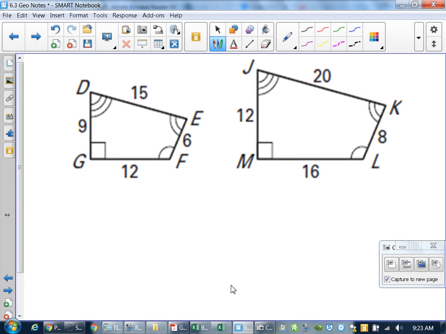A lot of times, scale factors are written from the figure on the left to the figure on the right. If it's reversed, then it'll say so specifically. That's where reading closely is really important for this stuff. So pick an angle to start with on the one on the left, and I'm just going to say start at D.